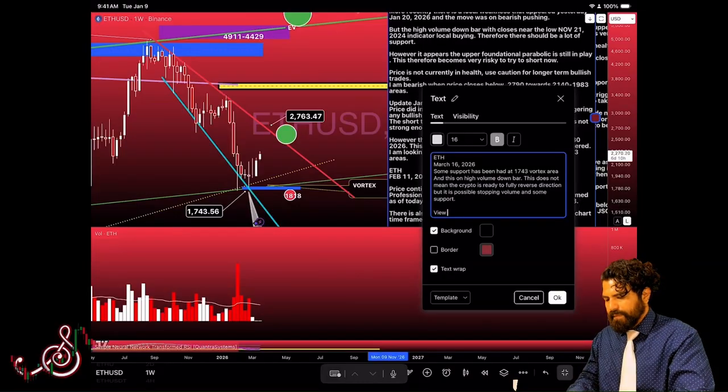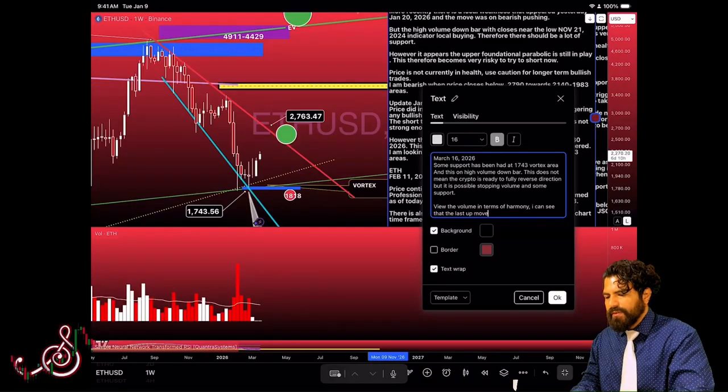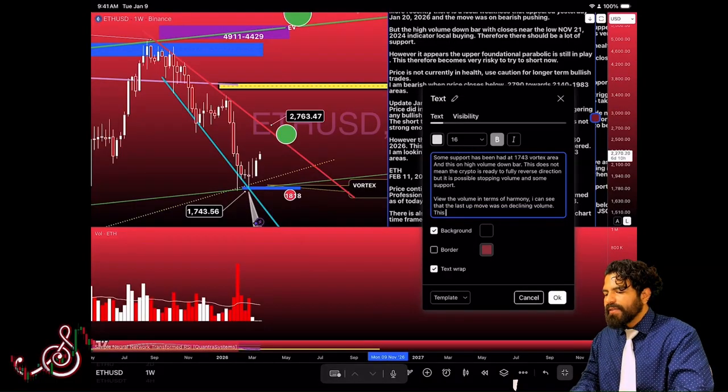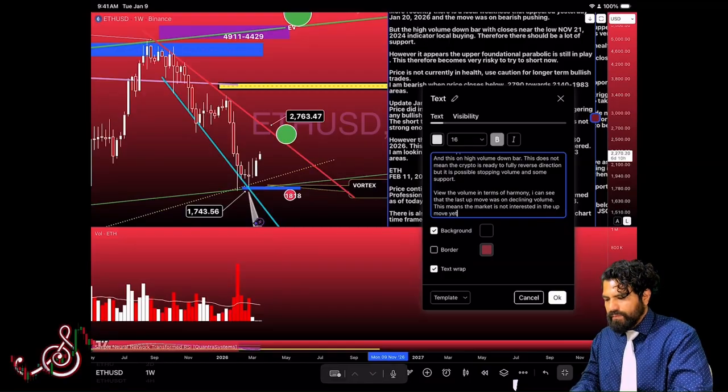Viewing the volume in terms of harmony, I can see that the last up move was on declining volume. This means that the large players, or the market, I shouldn't say, not just the large players, the market is not interested in the up move yet.